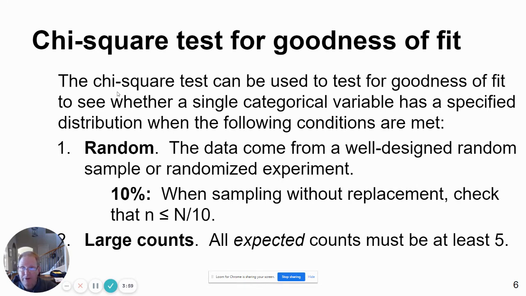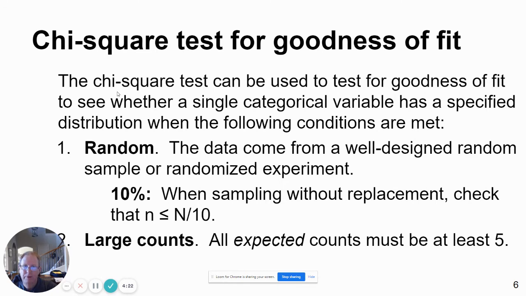What you do not have to do for a chi-square test is show that the sample size is greater than 30, and you also do not have to show that np is greater than 10, or n times 1 minus p is greater than 10. The large counts condition here is that all expected counts must be at least 5.